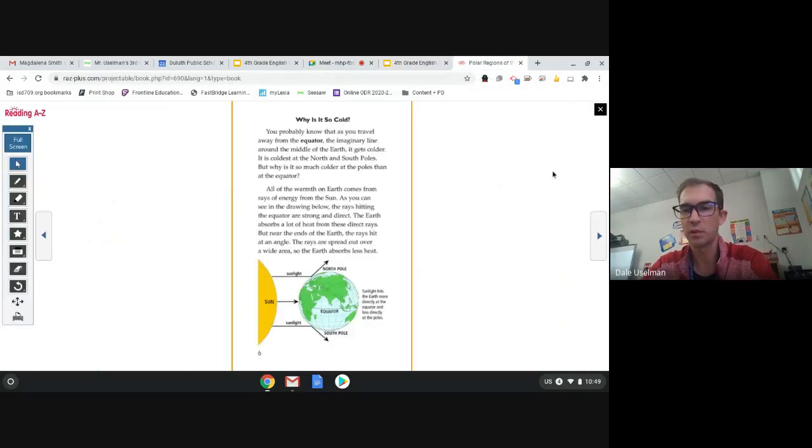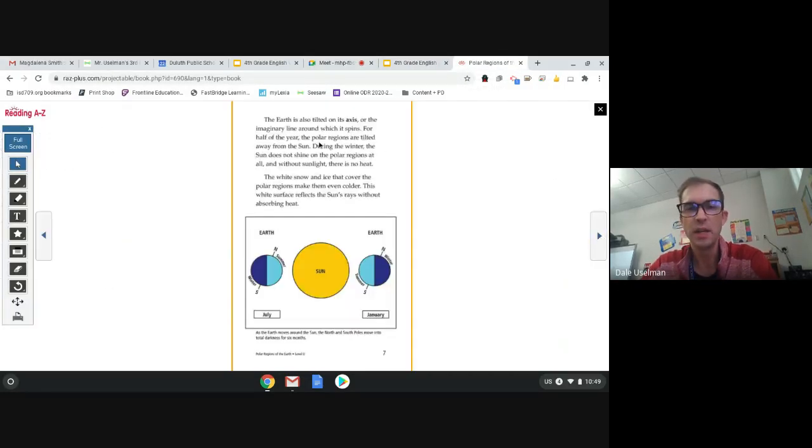Let's read one more page to finish off the chapter. The Earth is also tilted on its axis, or the imaginary line around which it spins. For half of the year, the polar regions are tilted away from the sun. During the winter, the sun does not shine on the polar regions at all, and without sunlight, there is no heat. That also helps explain why it's so cold in the polar regions during certain times of the year. The white snow and ice that cover the polar regions make them even colder. This white surface reflects the sun rays without absorbing heat. There's another answer as to why it's so much colder in the polar regions.